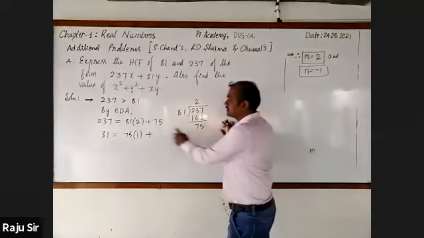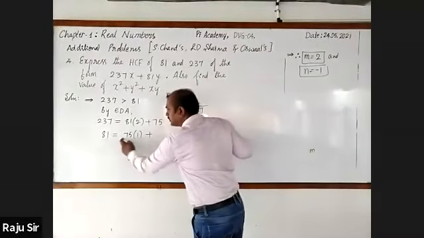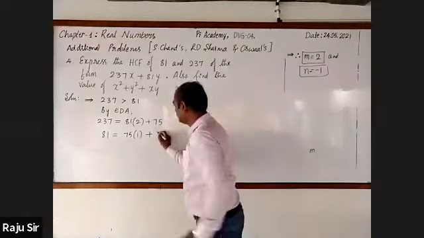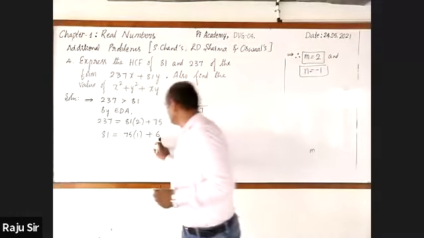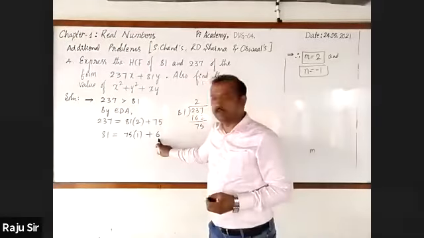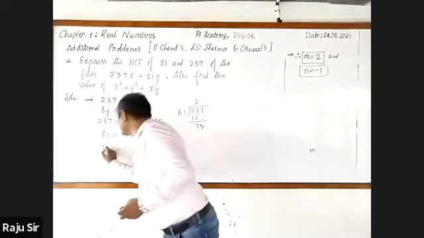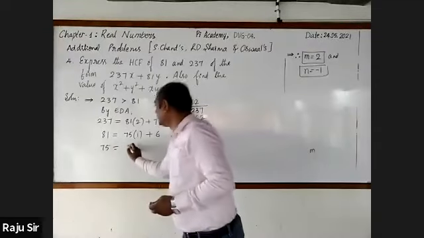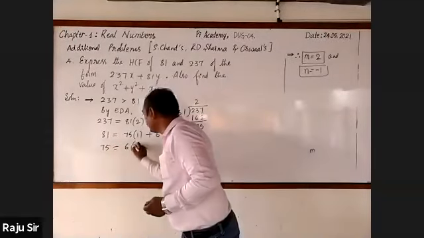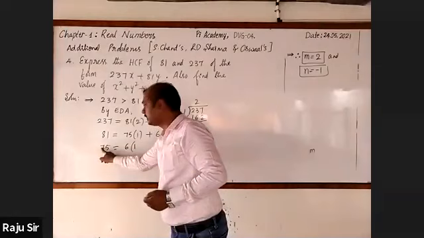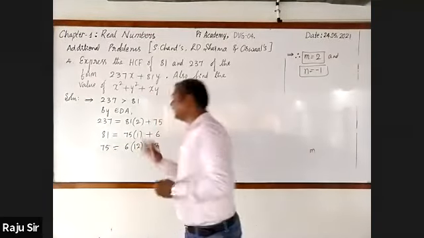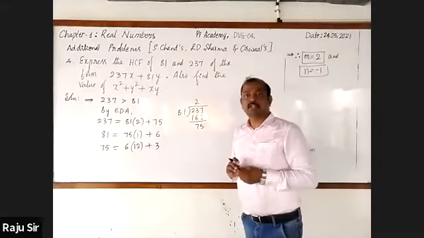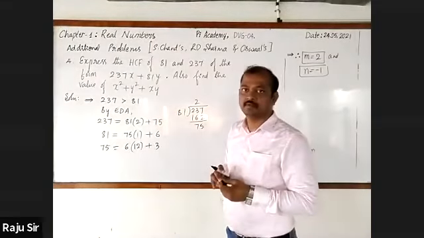Correct, 75. Now, 81 is equal to 75 ones, then you will get 6. Then the remainder is not equal to 0. Then 75 is equal to 6 ones are 6. 1 will remain 15. 6 twos are 12 plus 3. Have you got the same? Yes, sir.